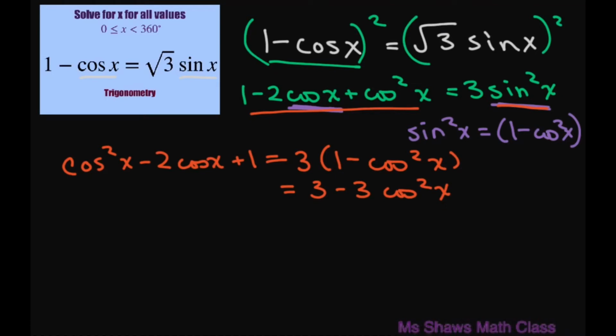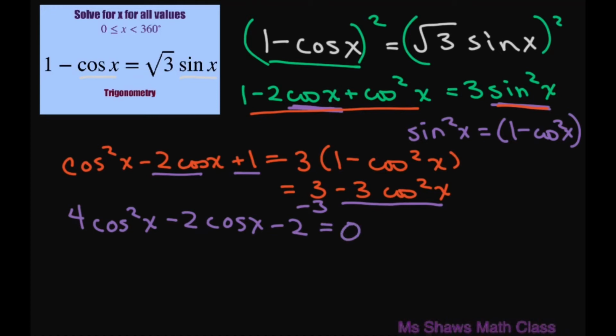So basically we want to put everything on one side, so if I add this 3 cosine squared x to both sides, we get 4 cosine squared of x. And then we still have this, so minus 2 cosine of x. And then we're going to have 1 minus 3 here, so that's going to be minus 2 equals 0.